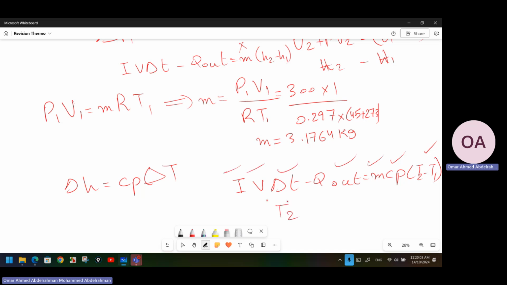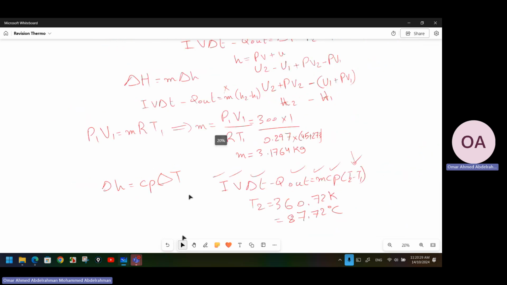Shift solve with the calculator. Then you will find T2. You can put T1 here in Kelvin or in Celsius. If you put it in Celsius, you will get the result of the temperature T2 in Celsius. If you put it in Kelvin, you will get it in Kelvin. So it is in Kelvin 360.72 Kelvin, or in degrees Celsius, it is 87.72 degrees Celsius. So this question was a previous quiz for chapter 4, from the previous 2 semesters.